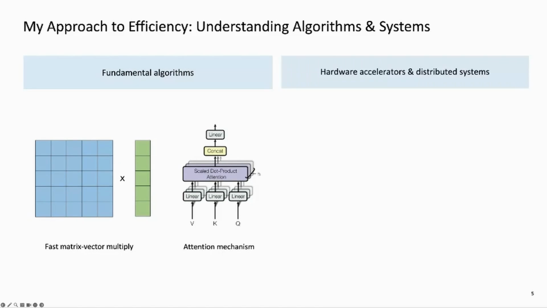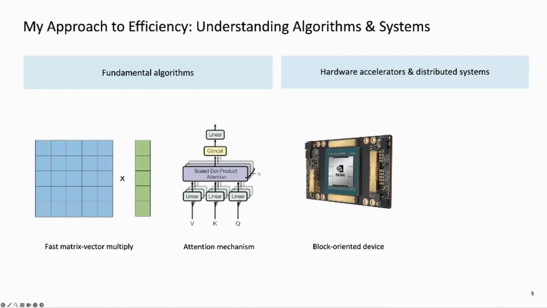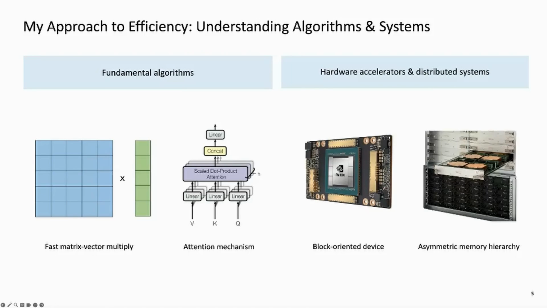And on the systems side, I also want to understand the hardware accelerators and the distributed systems that these things run on. So understanding how GPUs or TPUs are block-oriented devices, and that has a bunch of implications in terms of what kind of algorithms would run efficiently on these things. And in distributed systems, they might have an asymmetric memory hierarchy. How can we use these things for the purpose of efficiency? So that's been my approach.